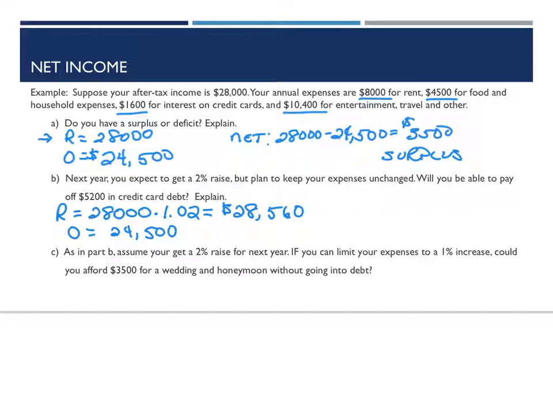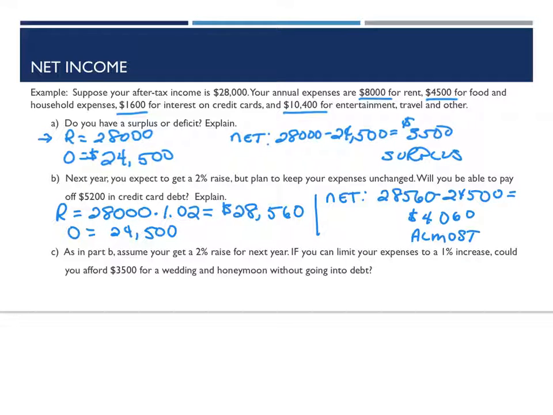Will you be able to pay off $5,200 in credit card debt? Well, if I find my net income here, it'd be $28,560 minus 24,500, my net income will be a positive $4,060. So not quite, but I'll almost be able to pay off that debt.